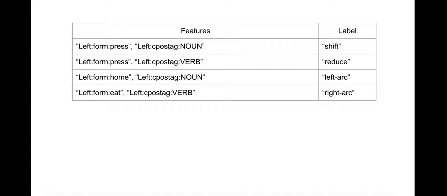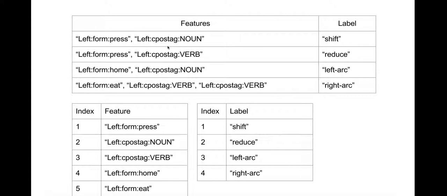Now we do the encoding. Encoding is very simple. Essentially we map each feature to a unique number. So press gets the index 1, cpos tag noun gets the index 2. Now we see press again, it does not get a new index, it is simply mapped to the old index. So now we have a set of unique features, and each one of them is given an index. Similarly, we do it for the labels.